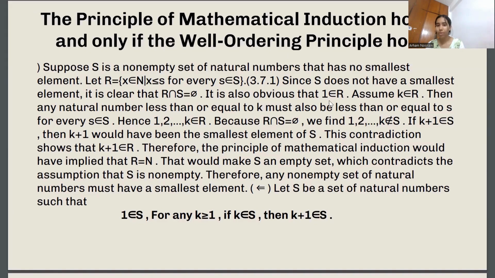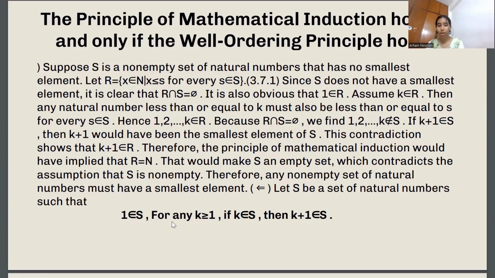So it is obvious that 1 belongs to R. Suppose k belongs to R. Then any natural number less than or equal to k must also be less than s for every s belonging to the natural numbers. Hence 1, 2, ..., k belong to R because R and S are disjoint. If k plus 1 were the smallest number in S, this contradiction shows that k plus 1 belongs to R. Therefore, by the principle of mathematical induction, R is equal to N, and then S would be empty, which contradicts the assumption that S is non-empty.